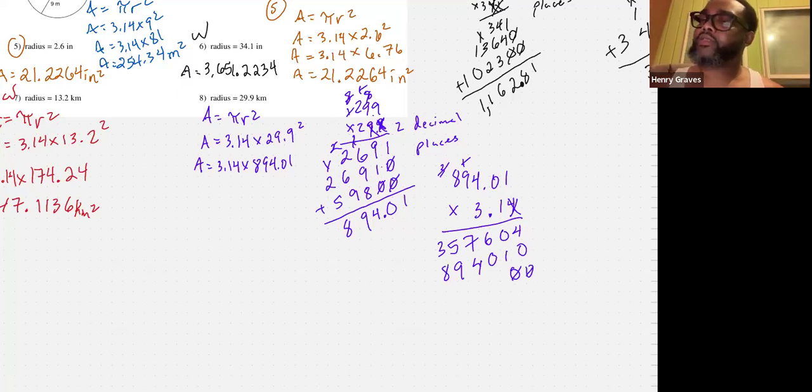Multiply the last guy. 3 times 1 is 3. 3 times 0 is 0. 4 times 3 is 12. One up top. 9 times 3 is 27 plus 1 is 28. 2. 8 times 3 is 24. 26.